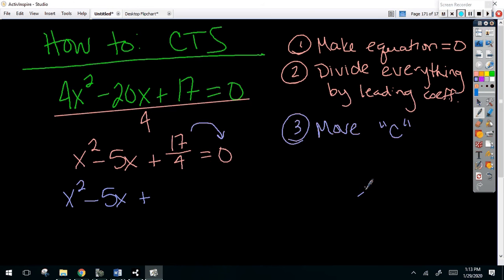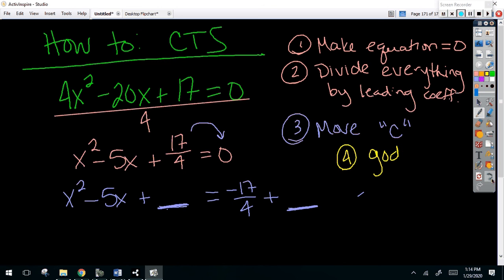When you move your C, leave a space for a C that we're going to find that works. Okay? So just leave a blank there. Over here, I've got negative 17 over 4. But because it's an equation, whatever I put in this blank, I'm going to have to put it over here also. Okay? So put a blank on both sides, and that's really what we're going to calculate to find the perfect square trinomial. I told y'all this is a little tough.